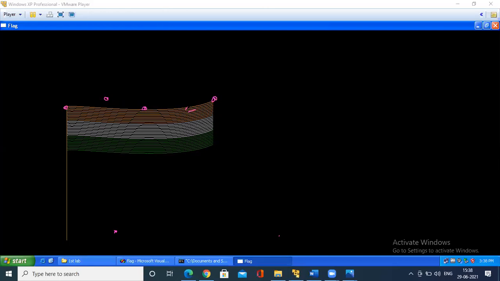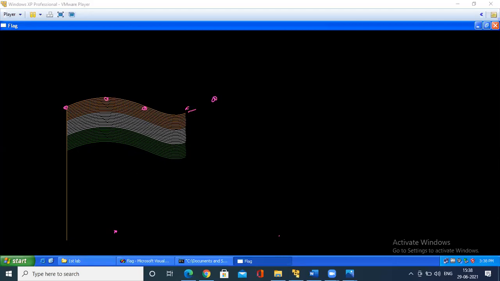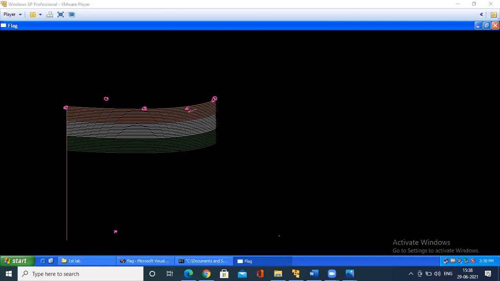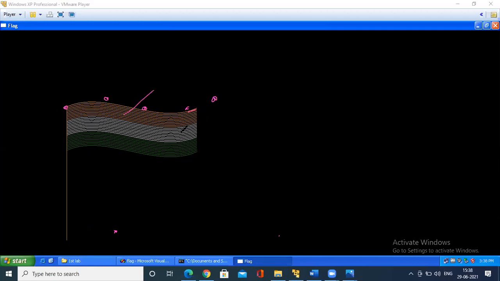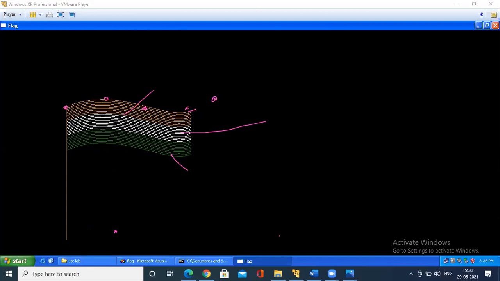Now see, fluttering now? Will you be able to analyze? I have 4 control points. Within these 4 control points, my flag is going to flutter on the different axis. This is with the saffron, this is with the white color, and this is with the green color. And this is a pole being fixed.